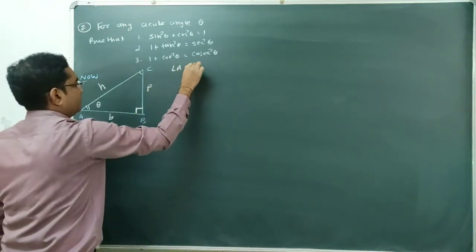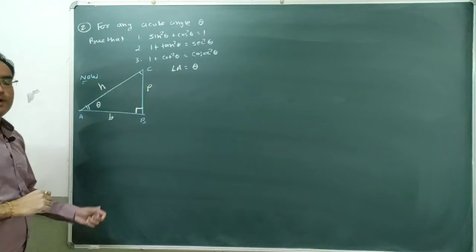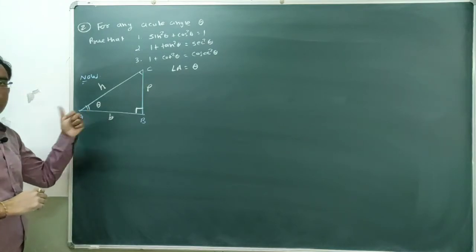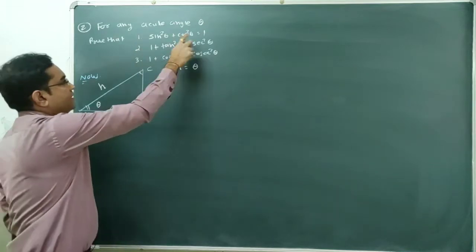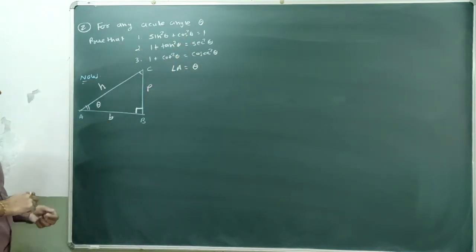Angle A is our theta. We are defining our trigonometric ratios for this angle A, which is equal to theta. Done. So let's try to prove this first identity. First identity. So how to prove these identities?